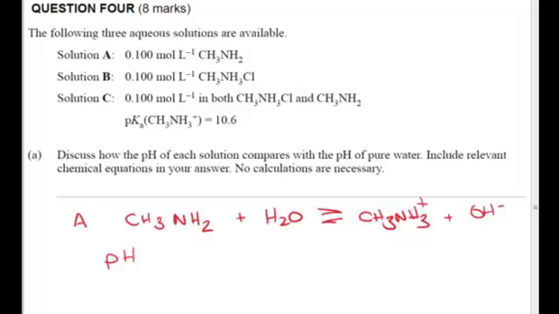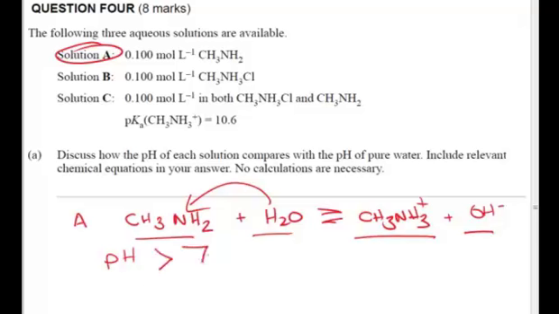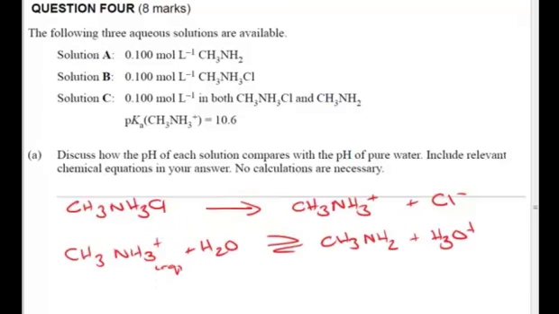Alright, for solution A, when we put that into water, this is the reaction we get. We get a proton coming across here, and we get the conjugate acid, and remembering if we've got a base, you should always expect to see hydroxide ions on the other side. So therefore the pH in this case will be greater than 7, and it will be a basic solution. So if you write that and discuss that, then that should be that part of the question.